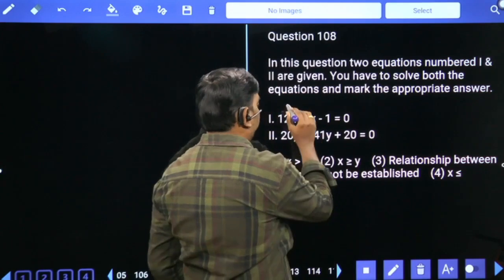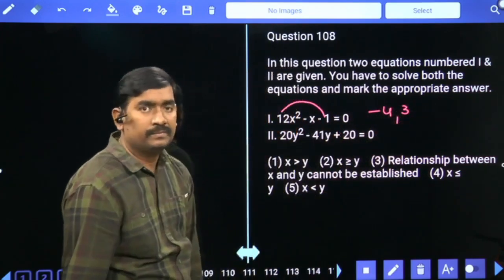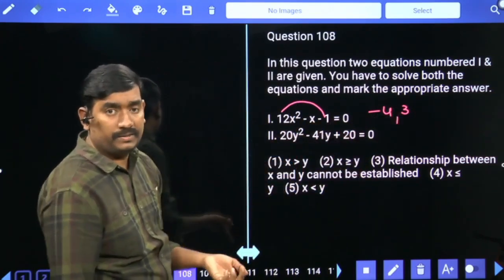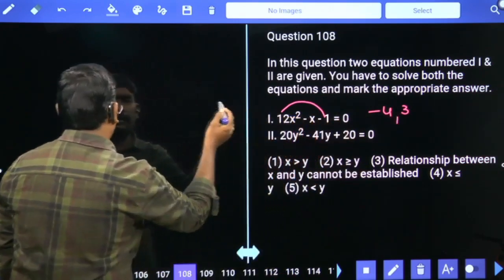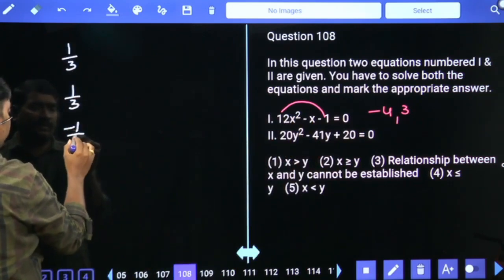12 ones are 12, 4 threes are 12, minus 4 plus 3 will give us minus 1. Finally, plus 4 minus 3. 4 by 12 means 1 by 3. Minus 3 by 12 means 1 by 4.